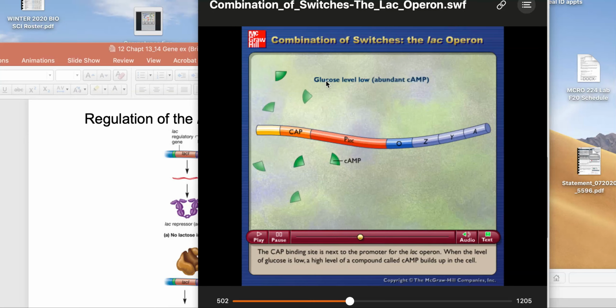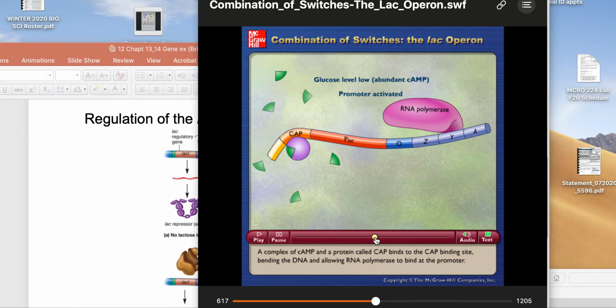And so if glucose levels are low, that means that there's a high amount of cyclic AMP, then cyclic AMP will bind to the cap protein, and those two will sit on the cap site, and the RNA polymerase will be able to bind to the lac operon, or the lac promoter here.